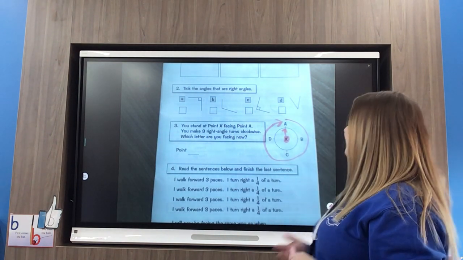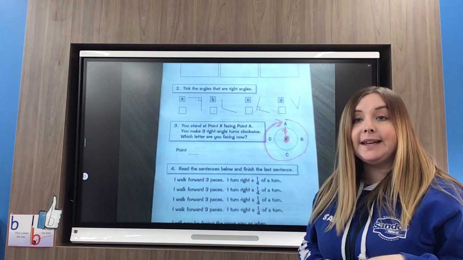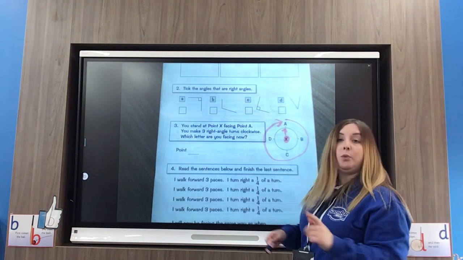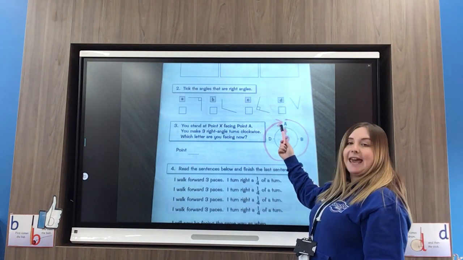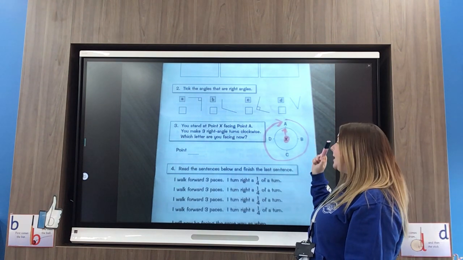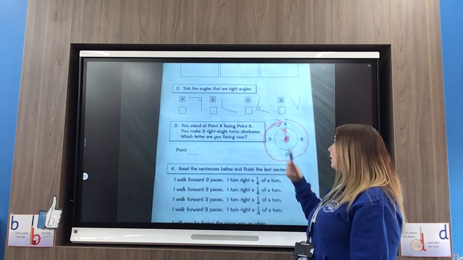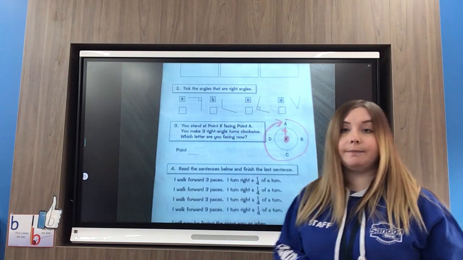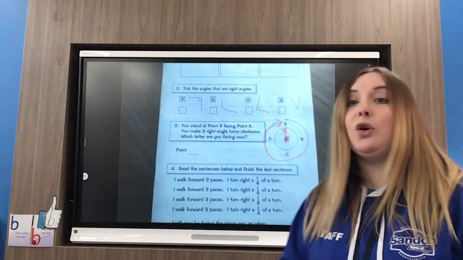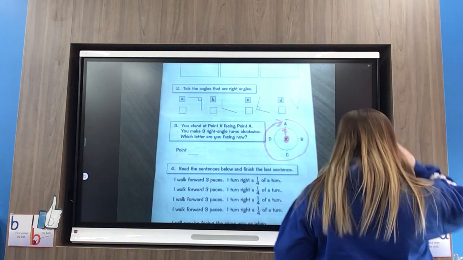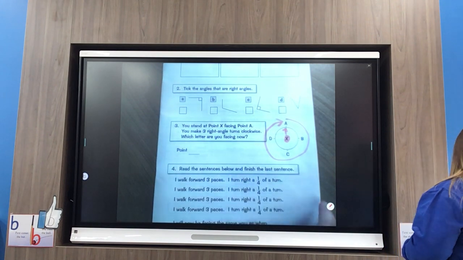What letter will we now be facing? So we know it's not going to be A. So is it B, C, or D? Lovely, well done. Now the last question.